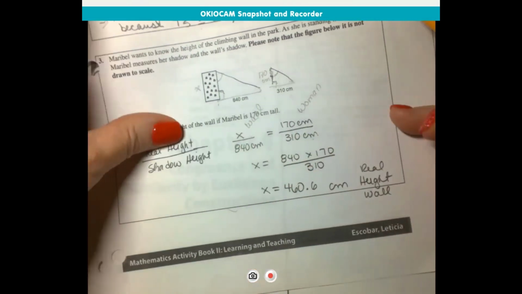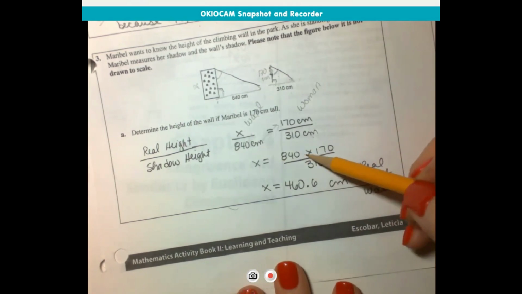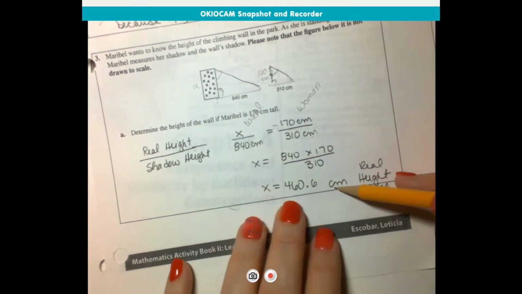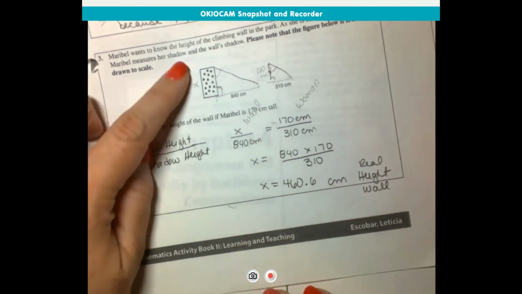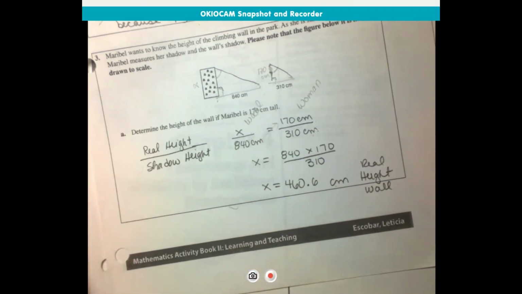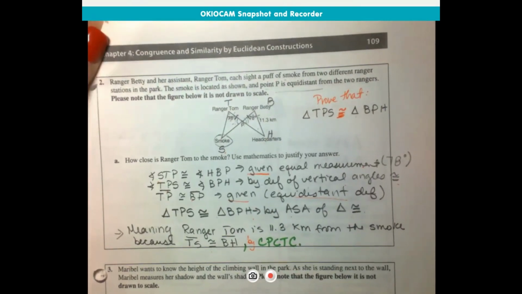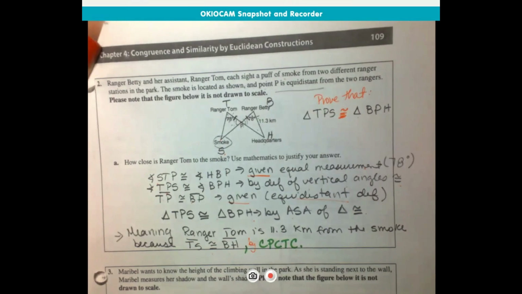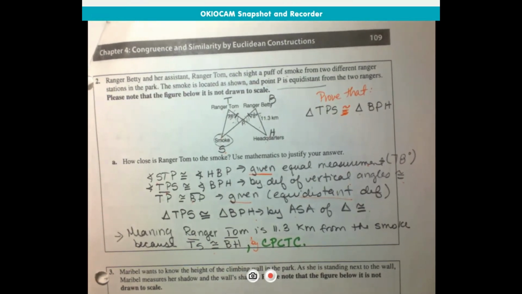So now what do you create? You create a proportion. We just need to multiply across over here, see? And you get the final answer, which is 460.6 centimeters, the real height of the wall. And I am going to show you also, if you want to take a picture, the other ones that you needed to work on. This is the other congruent one, 109. This is problem number 2.